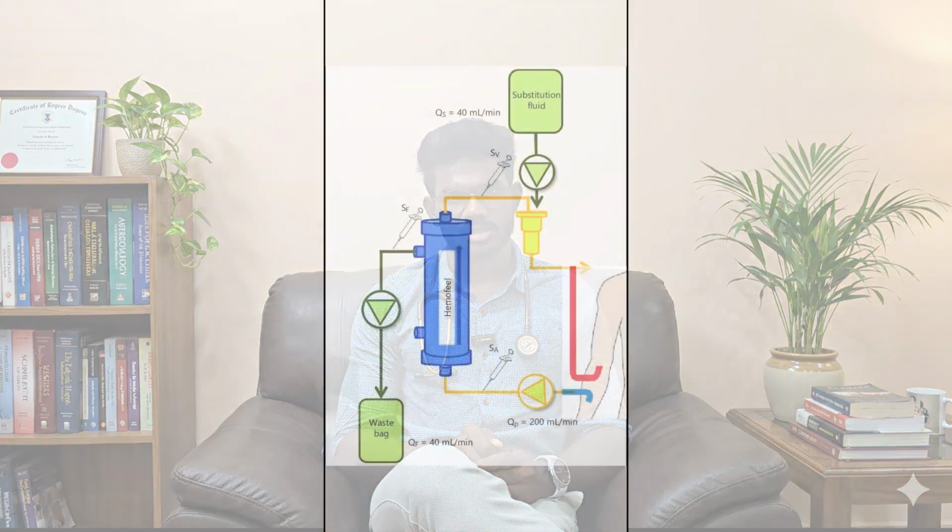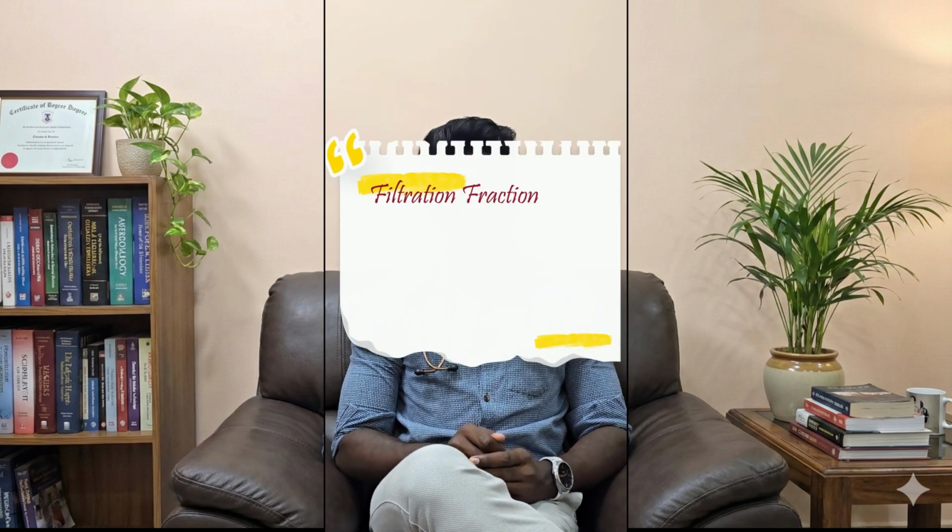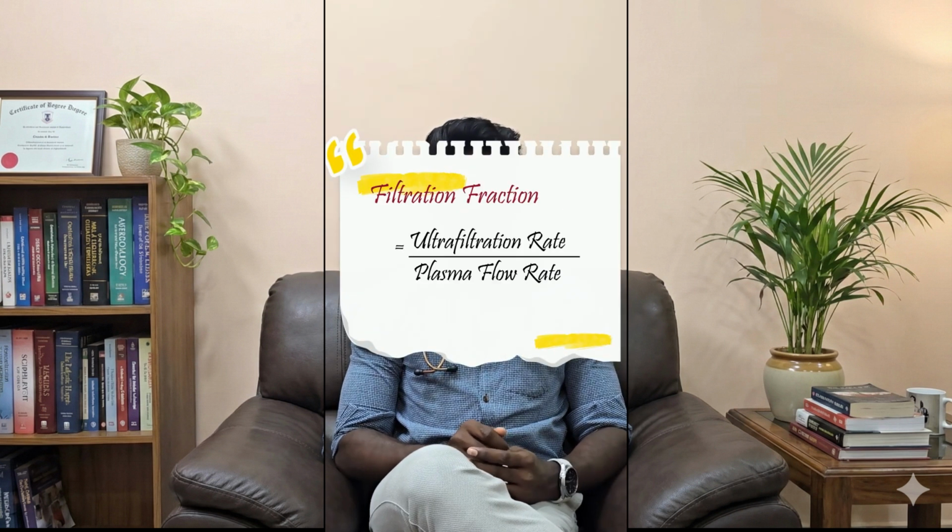So now comes the big question. If hemofiltration is that efficient, why don't we do it every day? First thing is, hemofiltration demands stricter water purity than hemodialysis. Because here we are infusing larger volumes of fluid directly into the bloodstream, we need ultrapure substitution fluid. And the second reason is filtration fraction. Filtration fraction is nothing but the amount of fluid ultrafiltered for a given plasma flow, and it usually has to be kept less than 25 to 30% to avoid hemoconcentration and membrane clotting.